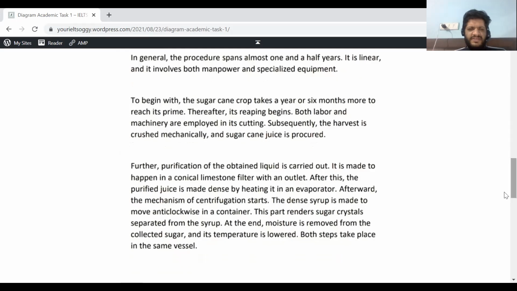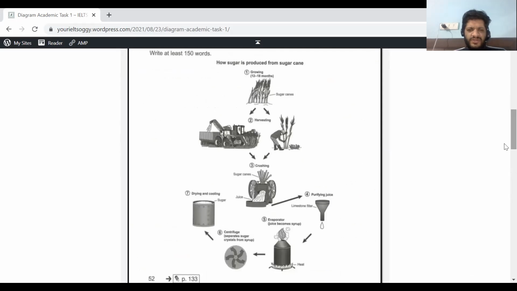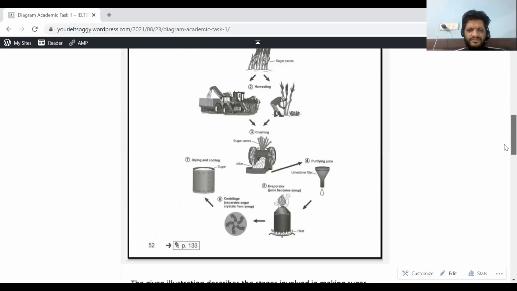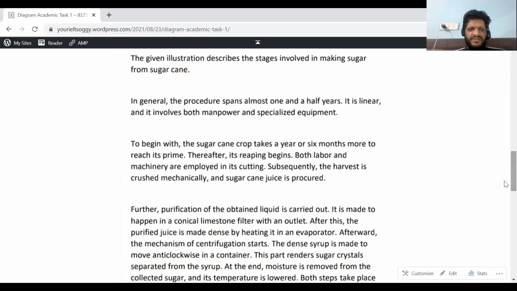Subsequently, the harvest is crushed mechanically, as the machines are used to do so. So the crushing is going on in step 3. And sugarcane juice is procured. That means obtained. Let me give it a revision until this point.